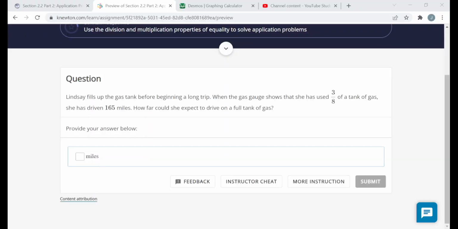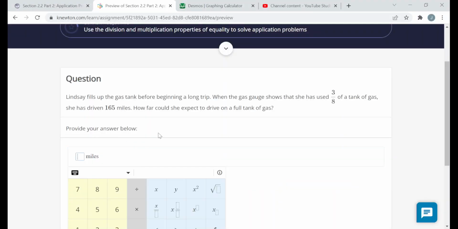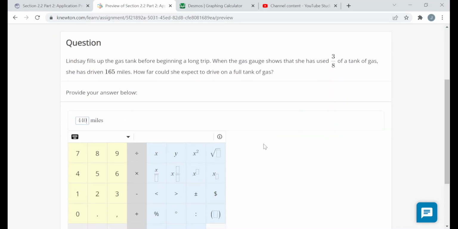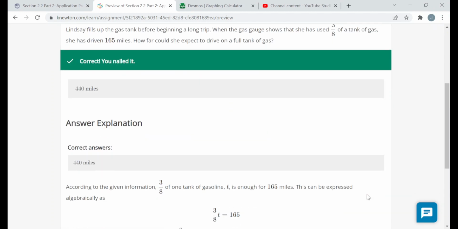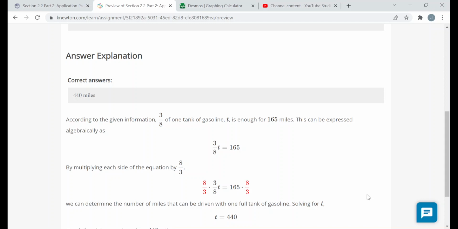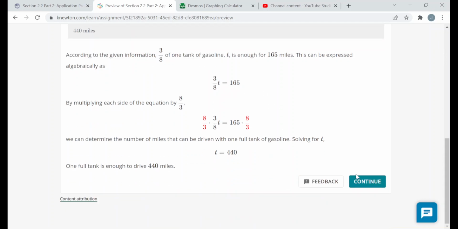Yeah, same kind of thing there. You read through. What do they want? What don't you know? Call it something like d or p or x or whatever, and then translate your problem into an equation and solve it. All right, so they called it t instead of d, whatever. But they ended up with that same 3/8 times t equals 165, like I had with the 3/8 times d equals 165. And please read through the answer explanations. Maybe it'll make more sense if you're reading what they're doing.